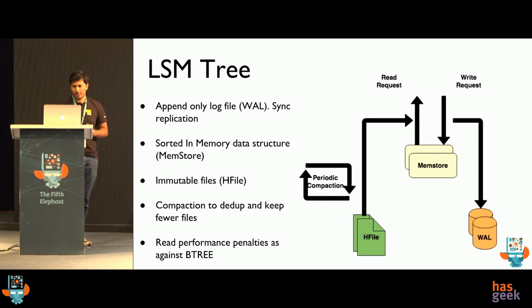So the way an LSM engine works is it's in fact built for write-heavy loads, right? When you get a high-throughput write request, you write to a sorted in-memory data structure called the memstore in an HBase context, and you write into an append-only log format, which is called a WAL file in HBase. Because of this, your writes are really fast, right? You're writing to a sorted in-memory structure, and you're writing to disk, which is just an append-only operation.